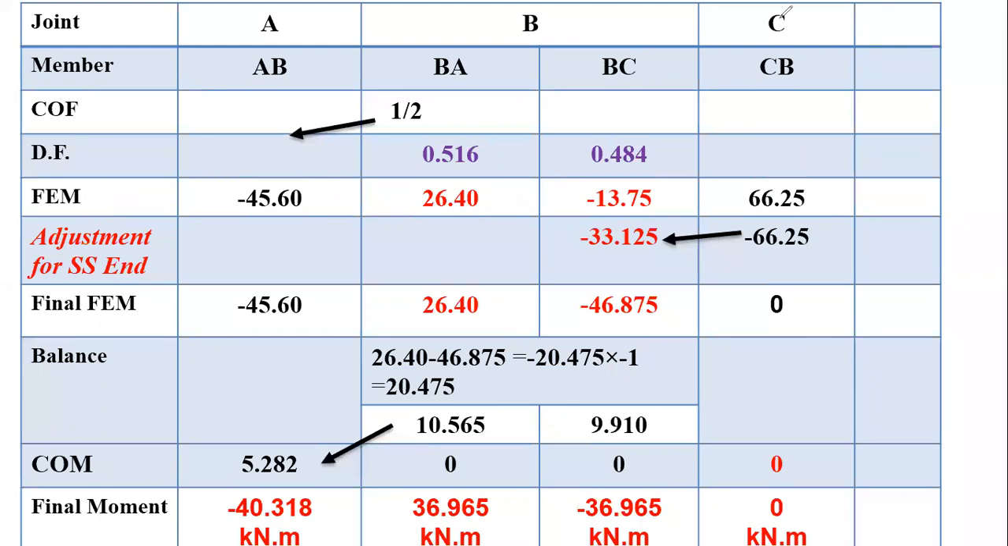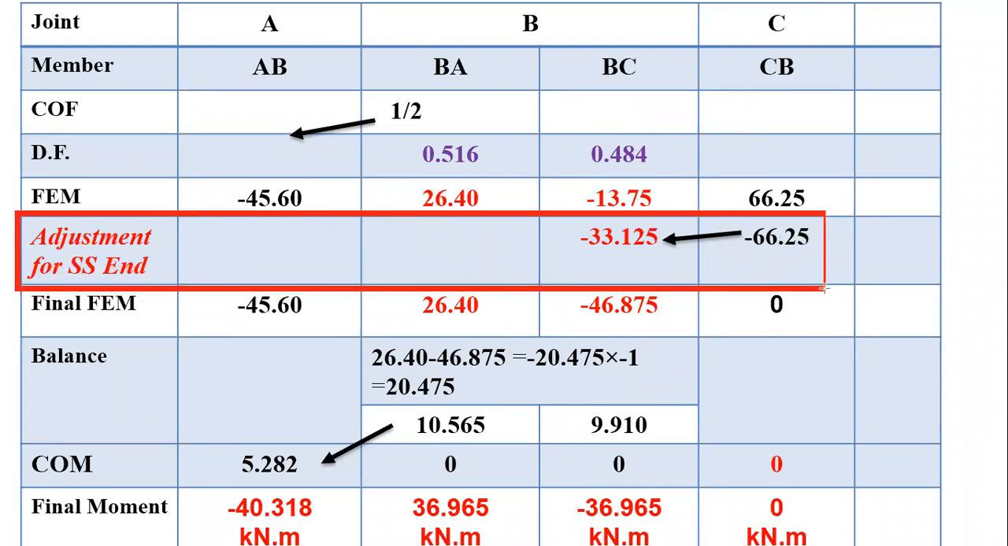But here, if you consider the end C support, it is an end support and it is simple. If the end support is simple, the final moment should be 0, but due to this loading condition of 80 kilonewton, there is a generation of fixed end moment. So the same correction that we made in type number 2, we have to consider here. So adjustment for simply supported end. Whenever there is an end which is simple, we have to perform the adjustment.